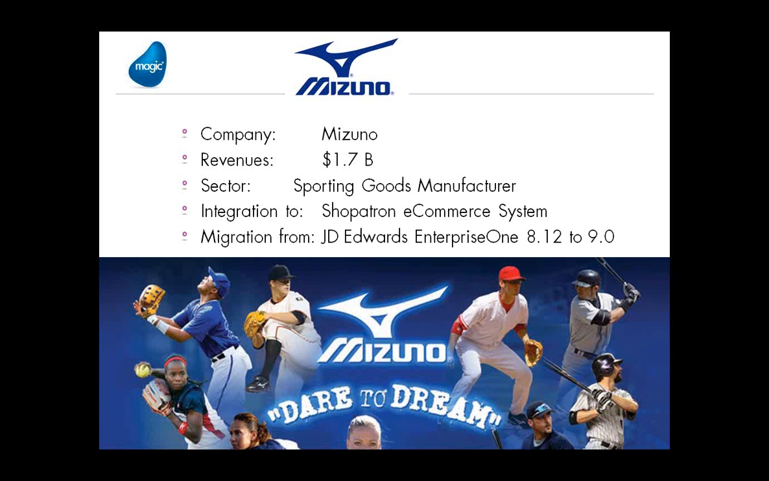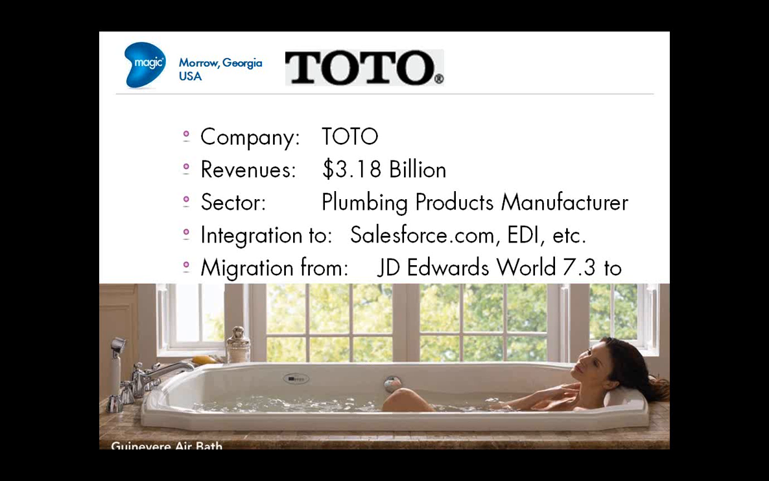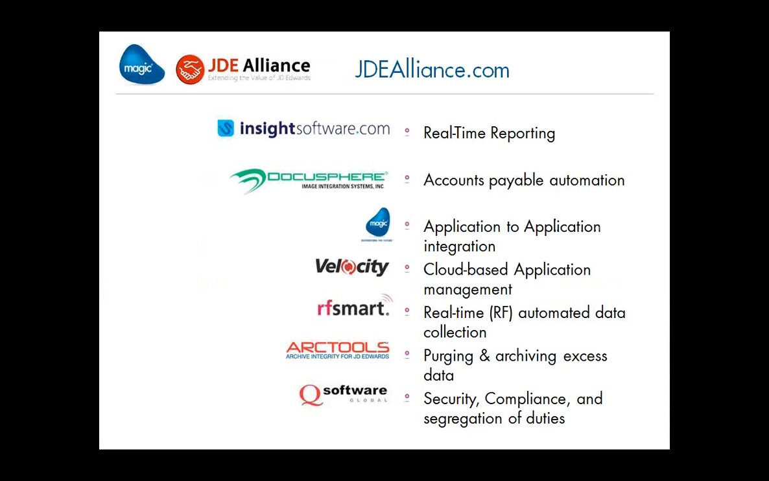We mentioned Mizuno as one of our example customers. They'd be happy to talk to you about their implementation of JD Edwards Enterprise One and their integration to Shopatron and other environments. Toto, a plumbing products manufacturer, would be happy to talk to you about their Salesforce.com and EDI integrations, and they migrated from JD Edwards World 7.3 to World 9, so they're upgraded as well. We're proud members of the JD Edwards Alliance.